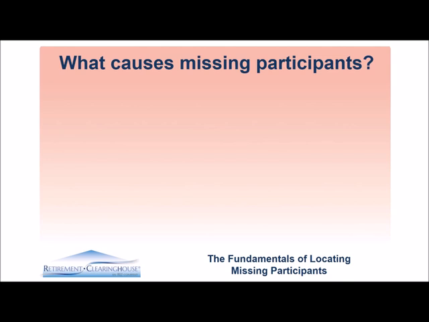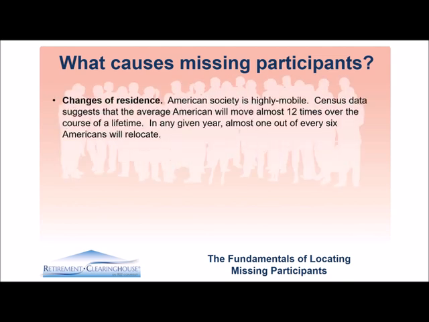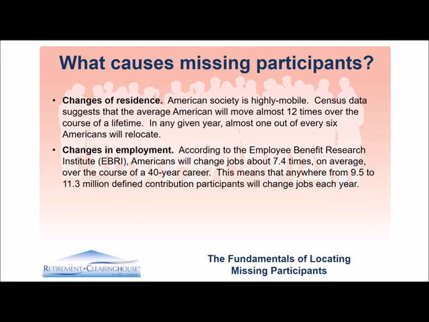What causes missing participants? Changes of residence. American society is highly mobile. Census data suggests that the average American will move almost 12 times over the course of a lifetime. In any given year, almost 1 out of every 6 Americans will relocate.